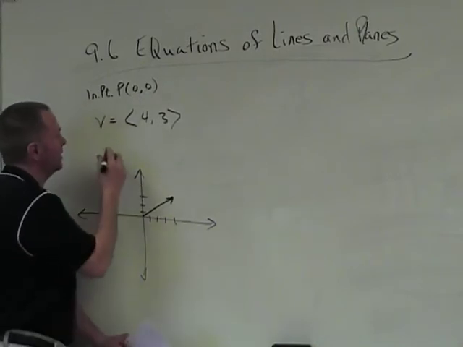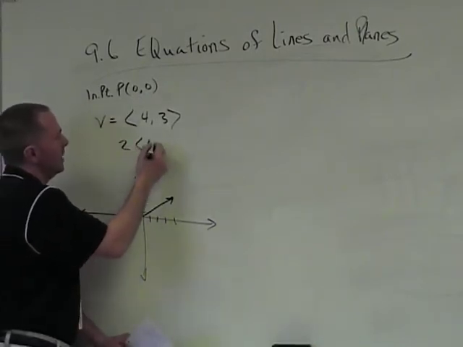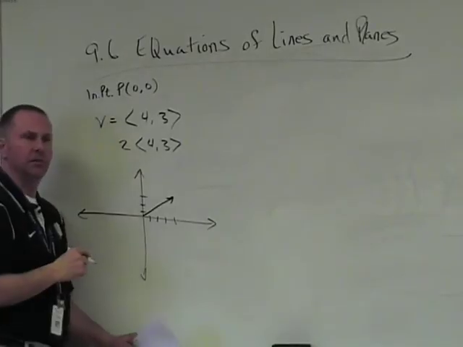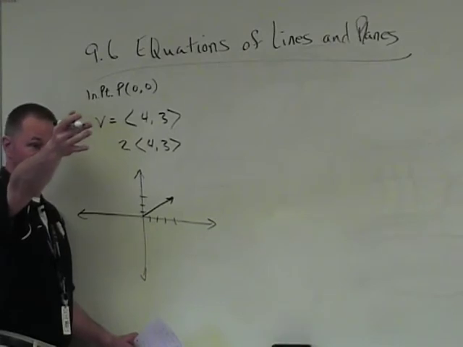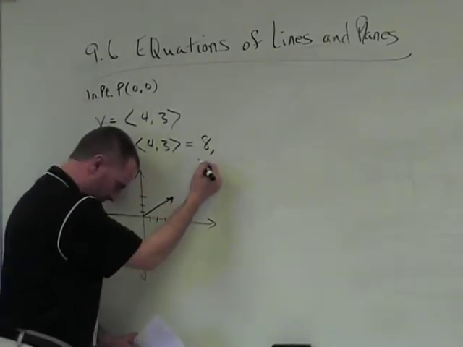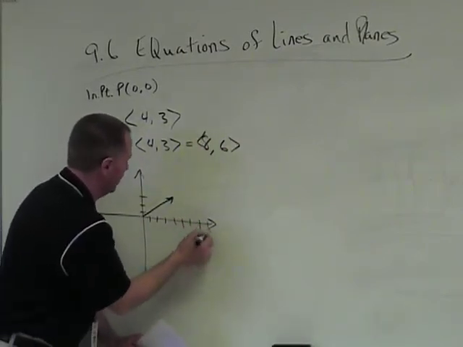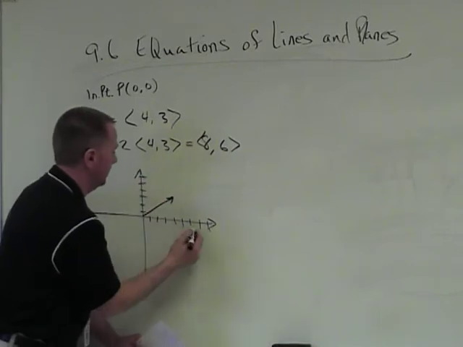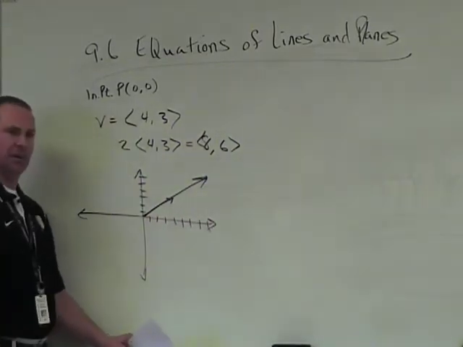All right, so what happens when I say 2 times that vector? What does that mean? Stretches. To what? That's correct. 8 and 6. 5, 6, 7, 8, 4, 5, 6. Okay? So basically it just gets bigger, right?